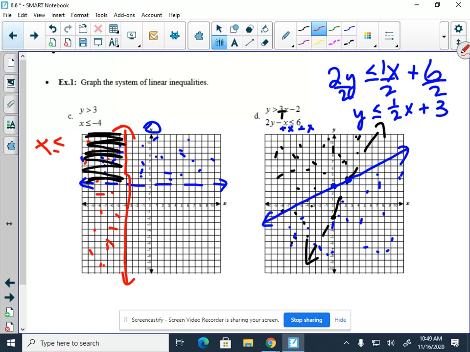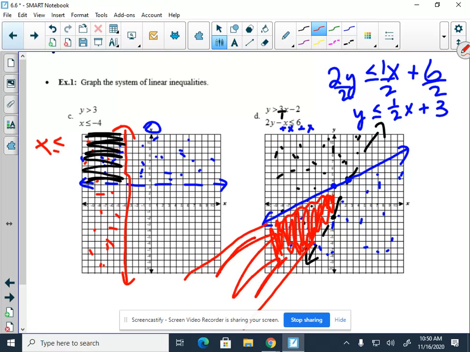The area that gets shaded twice is this little area here. Now remember, it's actually a pretty big area because it continues to go down into here off the graph. Okay.